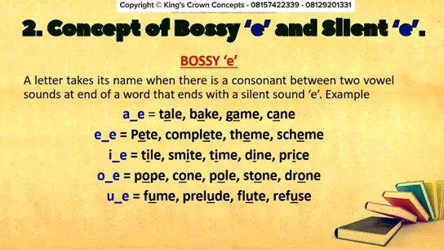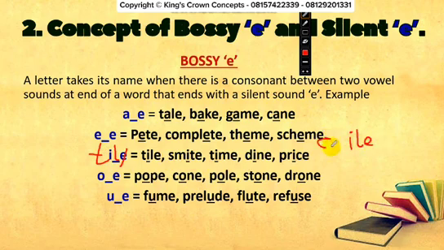Same thing with E. Ink. A consonant come between becomes I. This is silent. When you put sound, it is what? Tile. When you put sm, it becomes. If it's I L E, we add S, blend sm, becomes what? Smile. Dime, price. So we have, you can get more.